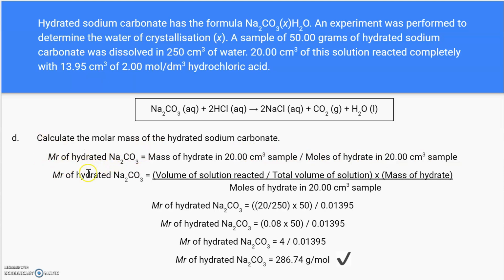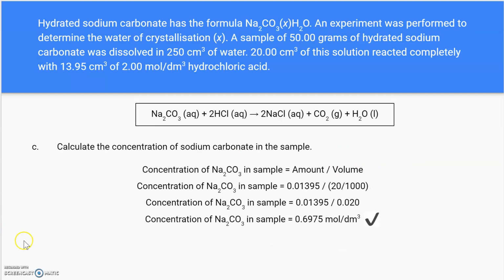So in general terms, the way to solve this exercise is to say, all right, so the molar mass of the hydrated sodium carbonate is equal to the mass of the hydrate in the sample divided by the moles of the hydrate. Now we already have the moles of that hydrate.